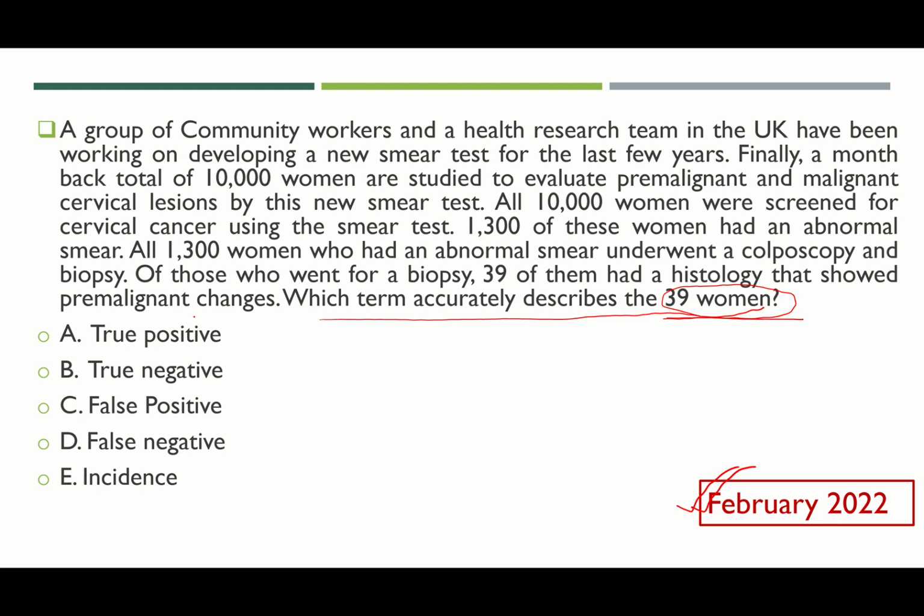Now always go one line back, or whenever, like here 39 is asking, you look for where is the 39 in your stem. Okay, here it is. Where is the line starting from? Here. Of those who went for a biopsy, 39 of them had a histology that showed pre-malignant changes. Now, if you have practiced enough and you are confident enough, you should be able to answer the question only by reading these two lines. You should already know the answer to this question. But since I'm explaining this for everyone, and there may be some beginners as well, I'll continue to explain.